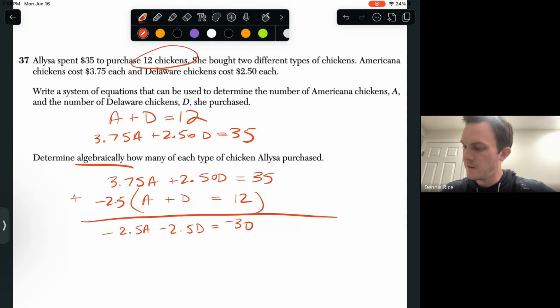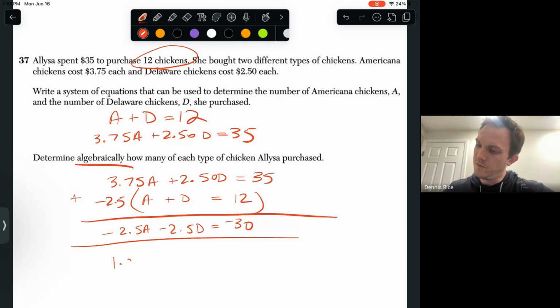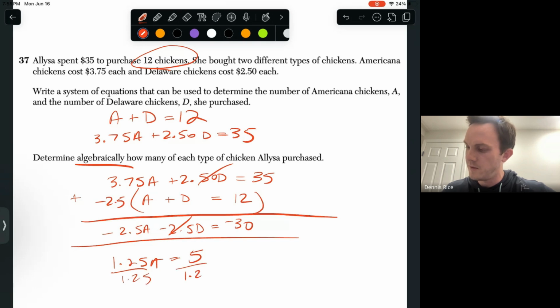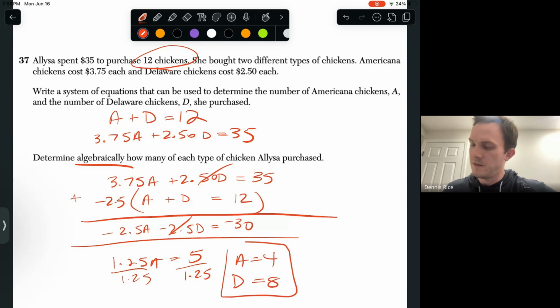Add these together. We're going to get 1.25a, these will cancel, equals 5. And 5 divided by 1.25 is, I think I can get away with using a calculator, 4. And then D should be 8. Did we get that? Not a bad one.